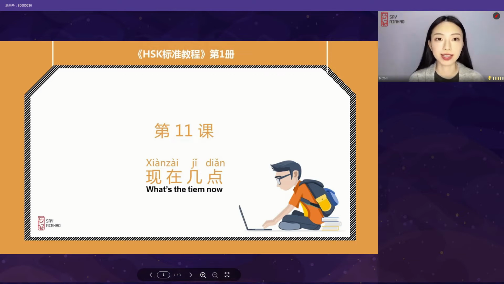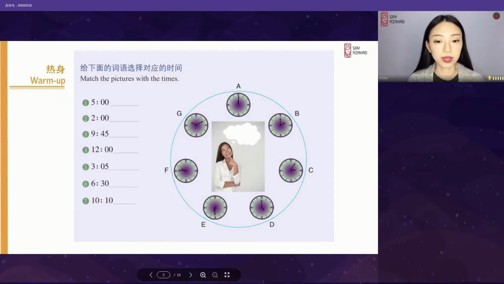Today we are going to learn Lesson 11, 第11课，现在几点？现在几点 which means what's the time now? Now first, let's move on to our warm-up part. There are 1, 2, 3, 4, 5, 6, 7 clocks and let's try to fill in the blanks, okay? I will give you 15 seconds.